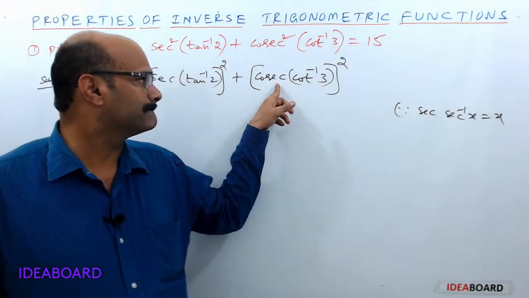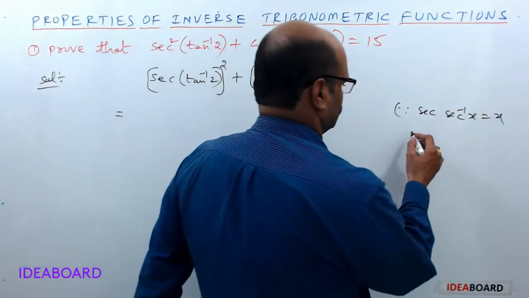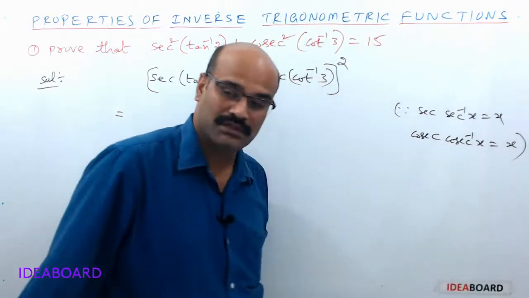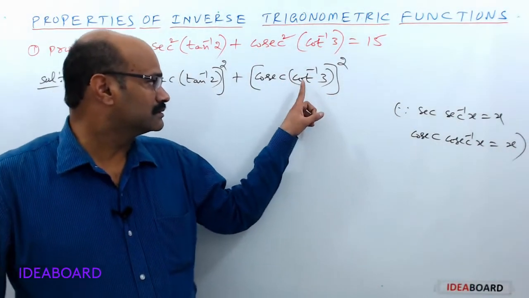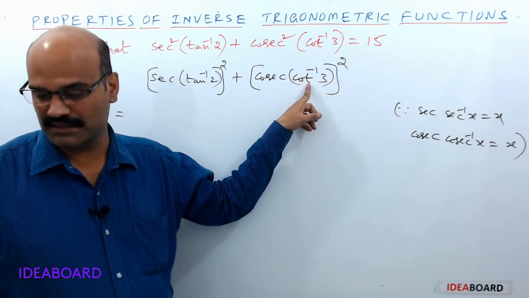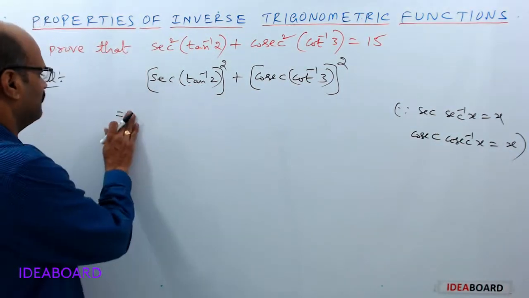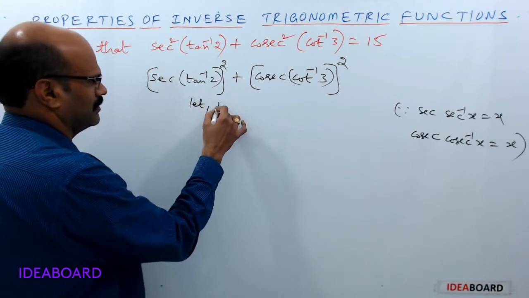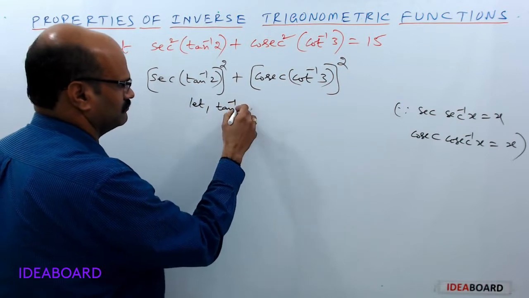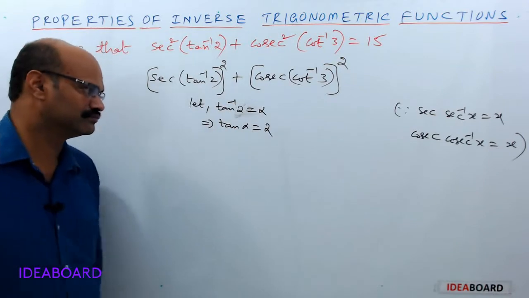Similarly here, cosecant of cosecant inverse of x equal to x. So we have to write cot inverse of 3 in terms of cosecant inverse. For that first we take tan inverse of 2. Let tan inverse of 2 equal to alpha. It implies tan alpha equal to 2.